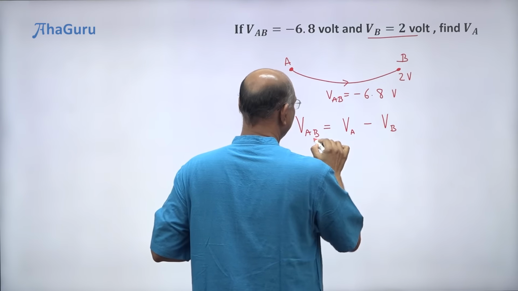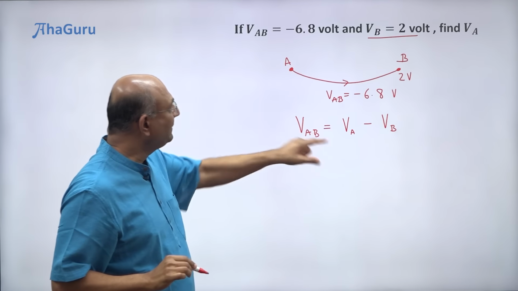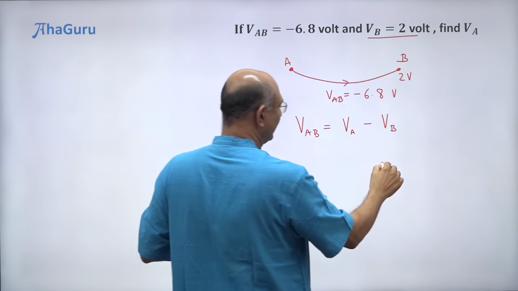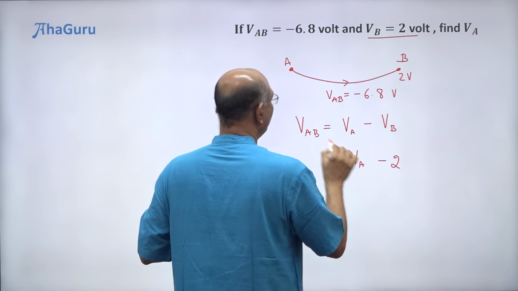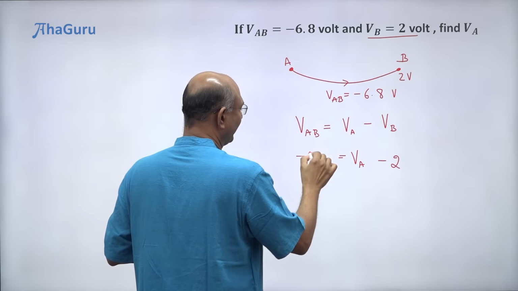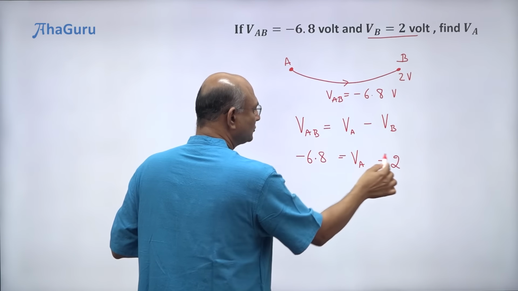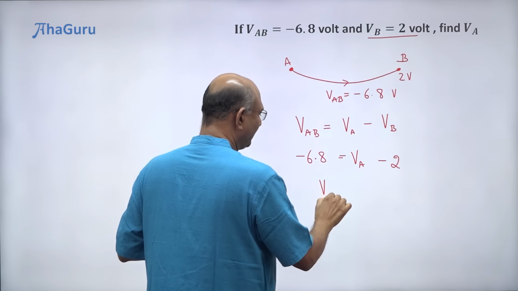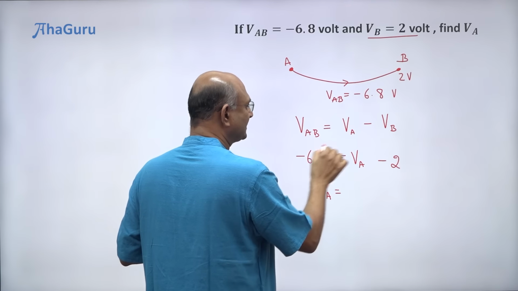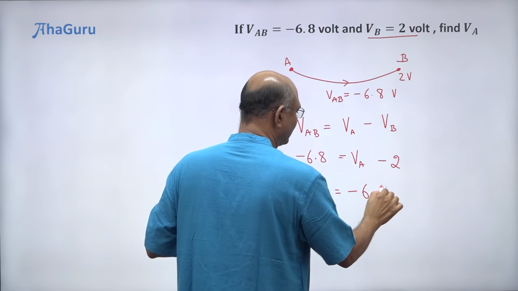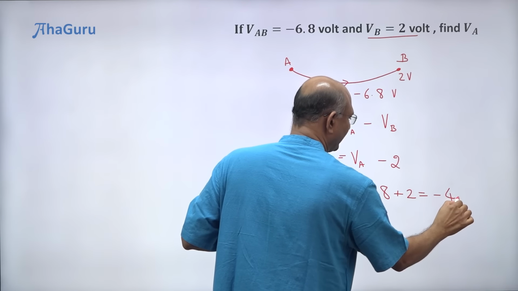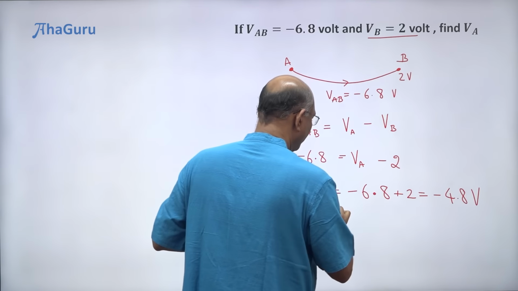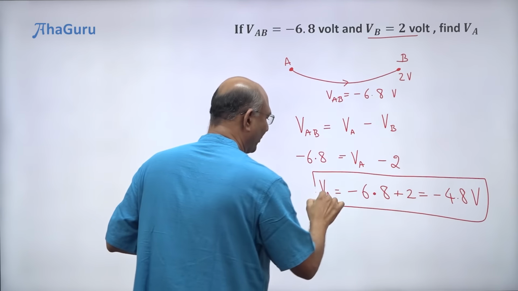VA minus VB. Now VB we know it is 2 volts. So I can just put that here, minus 2 volts. VA we don't know, that's what we need to find. VAB is minus 6.8, that is given. So just bring the 2 to this side. So we can write VA is minus 6.8 plus 2, or minus 4.8 volts. So VA is minus 4.8 volts.